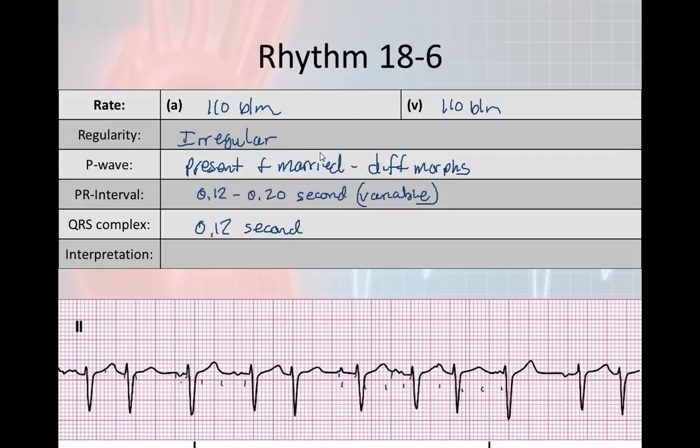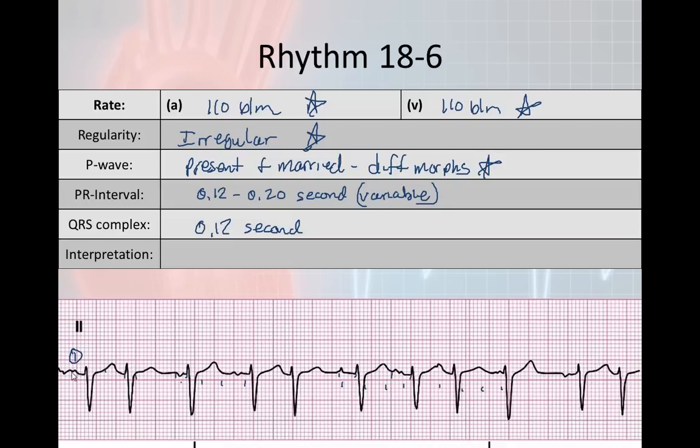And the interpretation. So let's look up here and see what we have. First of all, we have heart rates that are over 100, so we know whatever we're going to have, it's going to be a tachycardia. And we have different morphologies. This is irregular, which would make sense once we get down to our interpretation, but we also have different morphologies. So let's try to count all the different morphologies here.